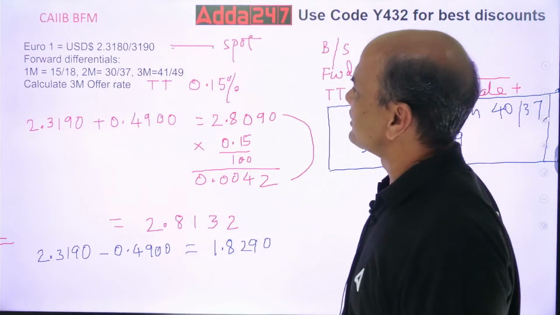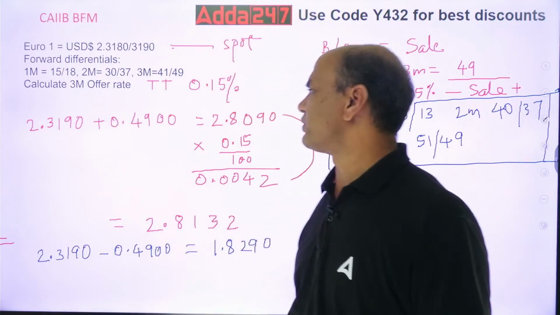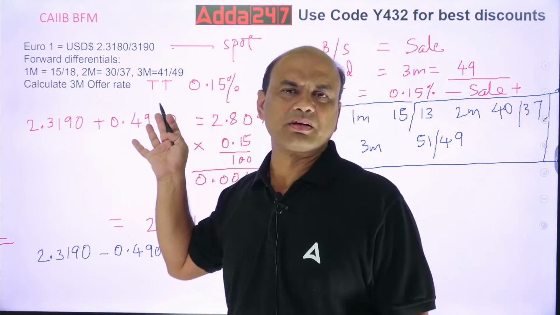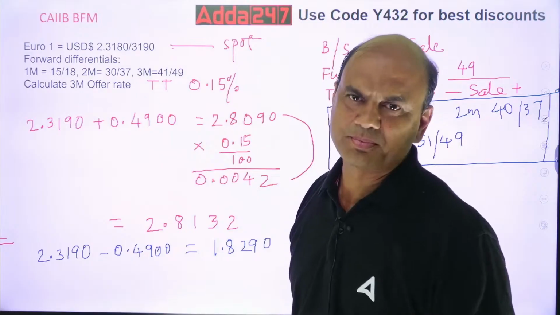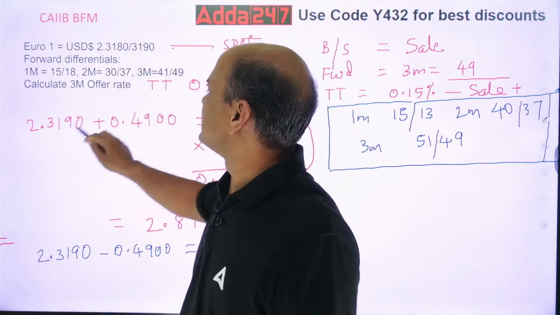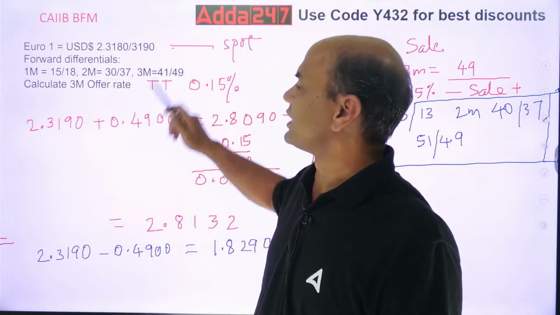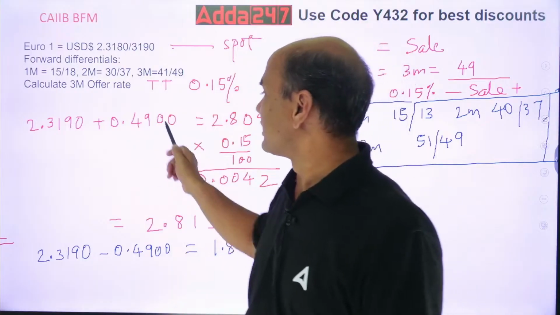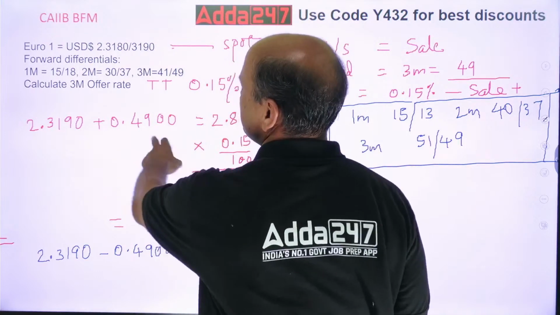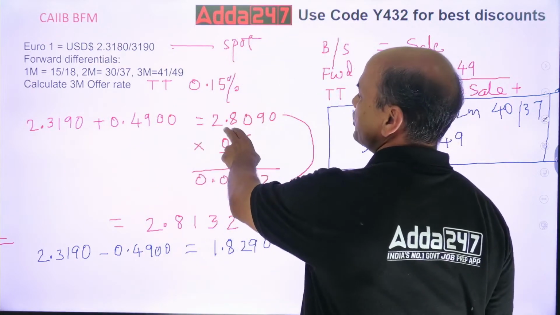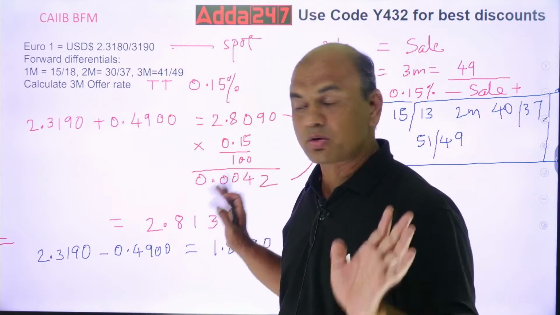I've already solved it over here. What is given? Forward differential, and the 3 month offer rate you have to find out. The 3 month forward rate is always spot plus premium. Spot is given as 2.3190 plus the premium for 3 months, which is 0.4900. Add 2.3190 plus 0.49, so it will be 2.8090. This is your final rate.